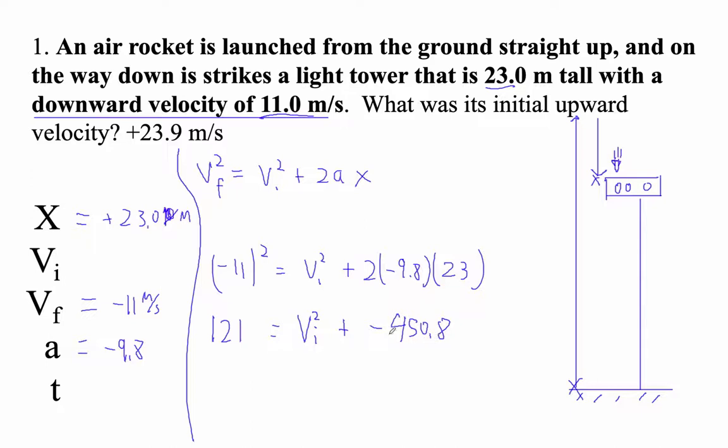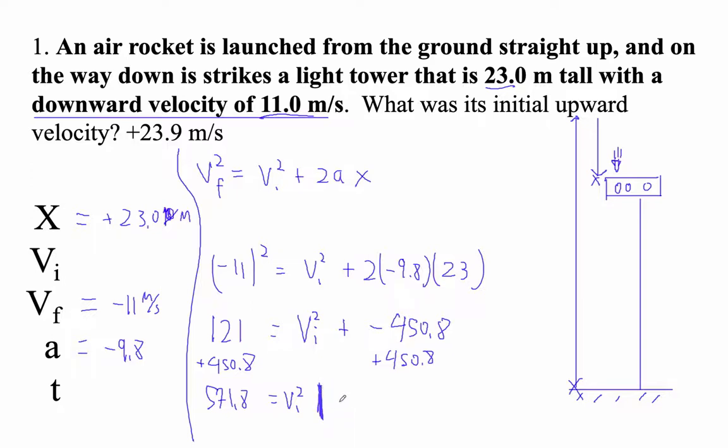All right, so what I'm going to do is add 450.8 to both sides. Okay, so 121 minus a negative 450.8, which is plus, right, is 571.8. So 571.8 is the initial velocity squared.